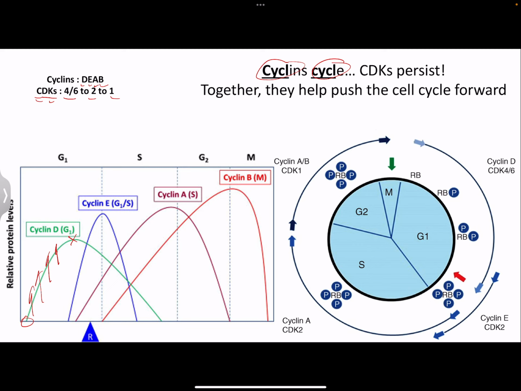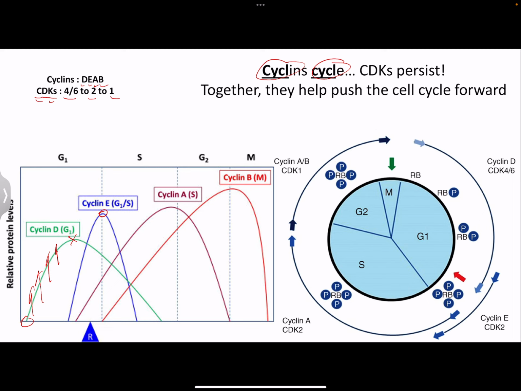Interesting. They're peaking towards the end of G1, and that's because they're combining with CDK4. CDK4 is cyclin-dependent kinase 4. So when it's paired with its partner, they can now try and push the cell cycle forward. We then see similarly E accumulating. E is going to accumulate with 6. And together, the complex is going to try to push the cell cycle forward.